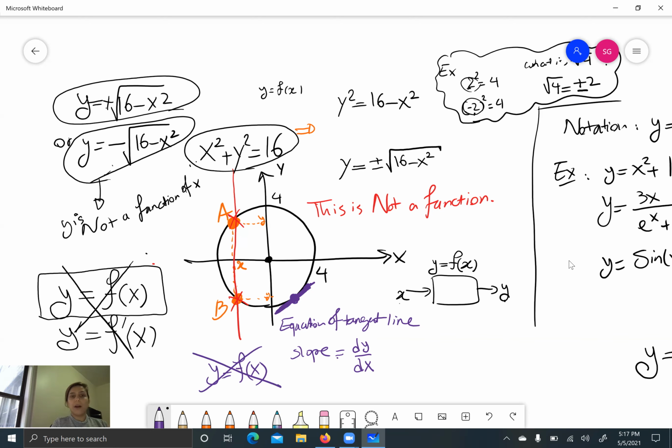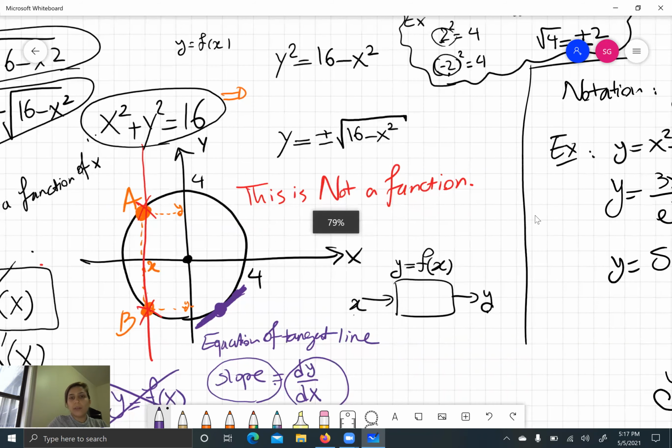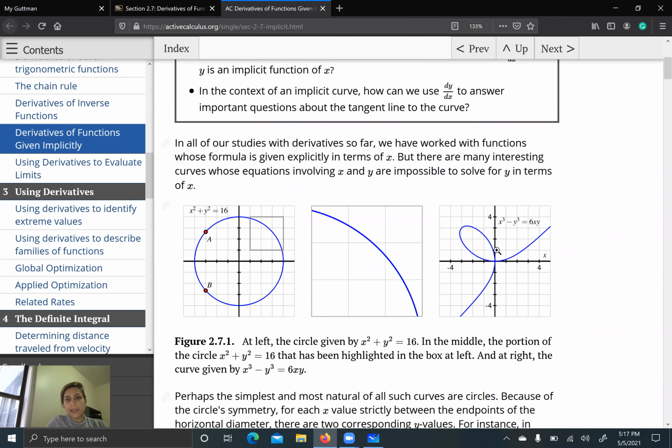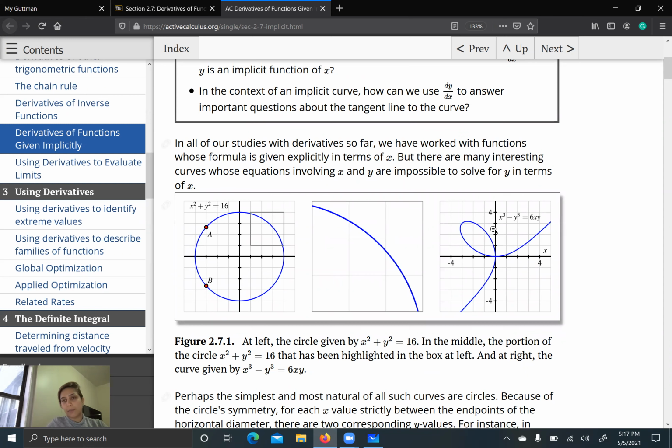So by our methods, I am not able to find this derivative. I'm not able to find this slope, and hence I cannot find this tangent line. So here is the situation. We have a circle, or not only a circle, any curve, like look at these curves. For example, this curve, the one to the right in this picture.